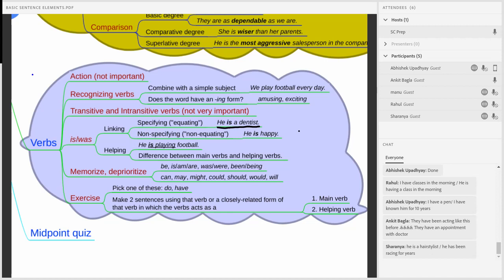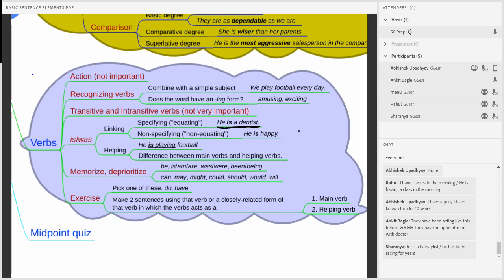Yeah, go ahead, Ankit. In the first sentence, they have been acting like this before. Have been acting acts like a helping verb. So have acts like a helping verb. And the second sentence, they have an appointment with doctor. So have is a main verb. Very good, because it is alone supporting the subject, right?